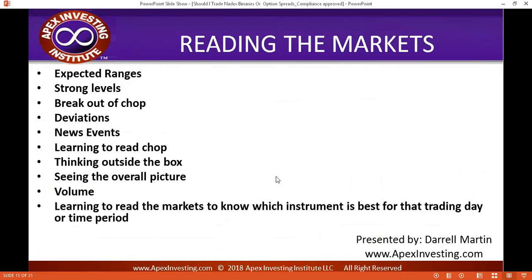Okay, and you've got to see the overall picture and look at volume. Learn to read the markets to know which instrument is best for trading for that trading day or that time period. Are you trading a market that's open right now and moving a lot? Are you trading it during a slow time? So therefore, you shouldn't expect a big trend.